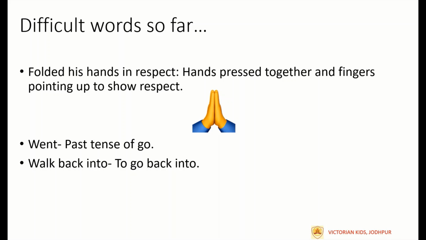The word went is the past tense of go. Lastly, we have a phrase walk back into something. This phrase means to go back into that place. Example: the lion walked back into its den means that the lion went back into its den.